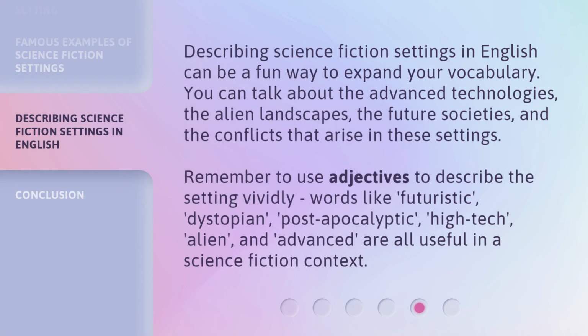Describing science fiction settings in English can be a fun way to expand your vocabulary. You can talk about the advanced technologies, the alien landscapes, the future societies, and the conflicts that arise in these settings. Remember to use adjectives to describe the setting vividly. Words like futuristic, dystopian, post-apocalyptic, high-tech, alien, and advanced are all useful in a science fiction context.